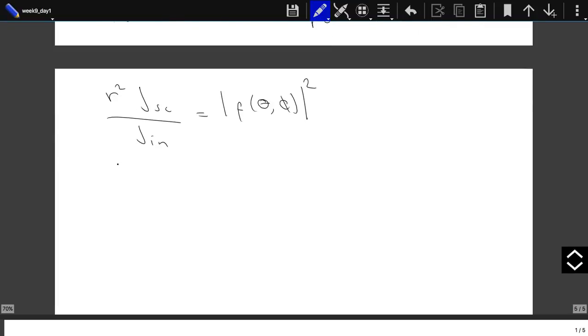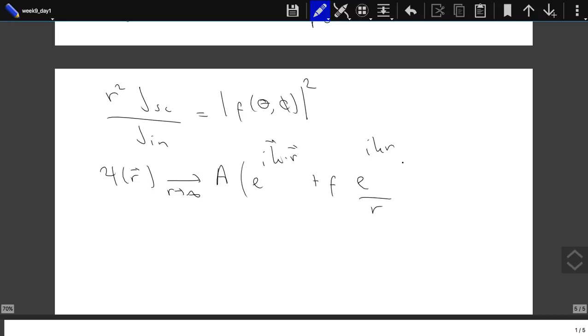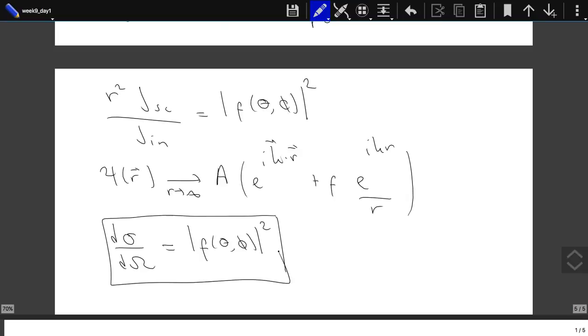And so basically, if you can calculate the wave function at an arbitrary point and take the limit of large r, and if you can show that this is equal to some normalization constant, e to the power i k dot r plus f e to the power i k r over r, then the scattering cross-section, d sigma by d omega, is just equal to that f of theta and phi squared. And this is basically how we will be calculating the scattering cross-section in quantum mechanics.